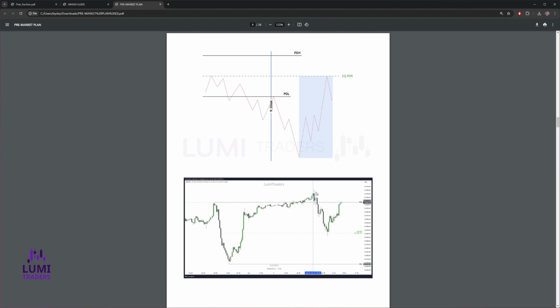Okay, this is how I use equilibrium of previous day range. Exactly the same idea applies for equilibrium of previous week range, but for the entire week. Here, for the day, previous week range, equilibrium of previous week range for the entire week.